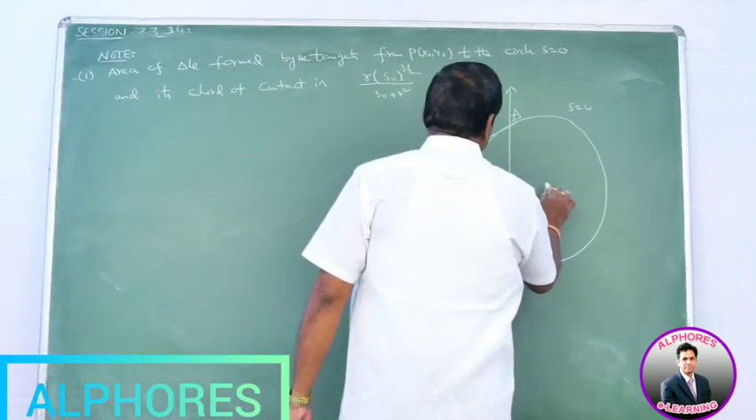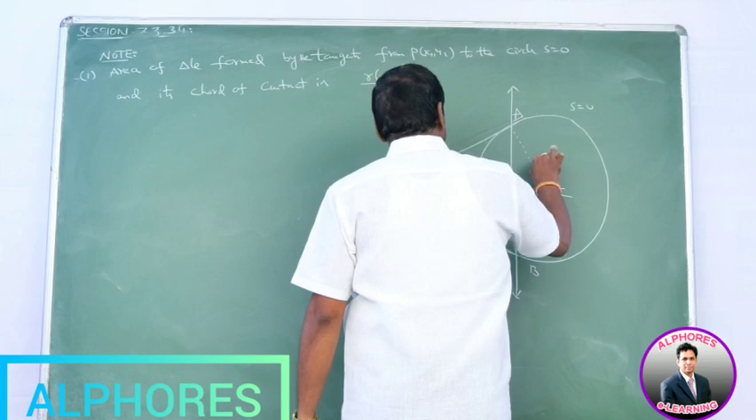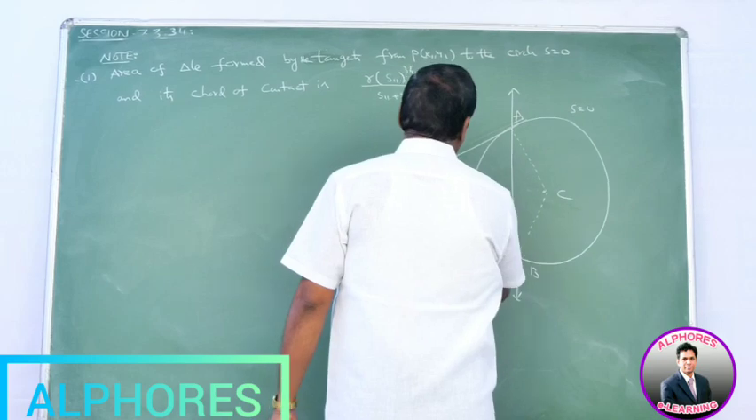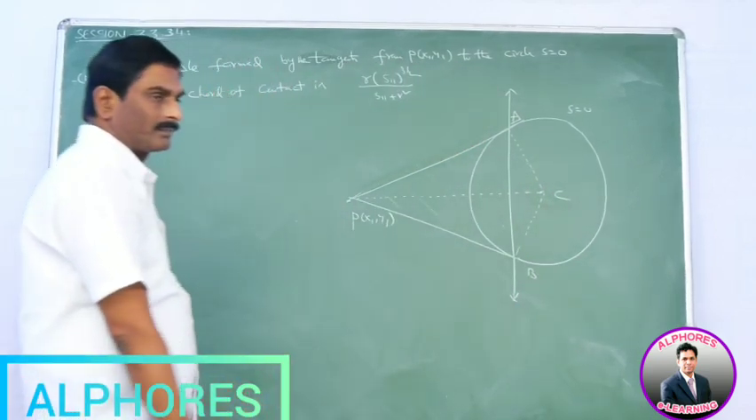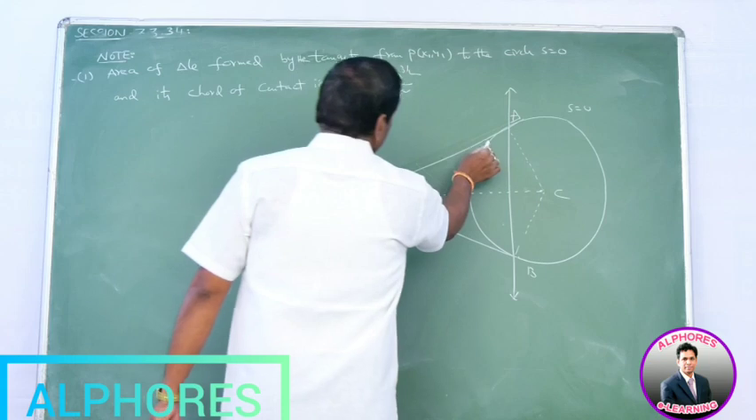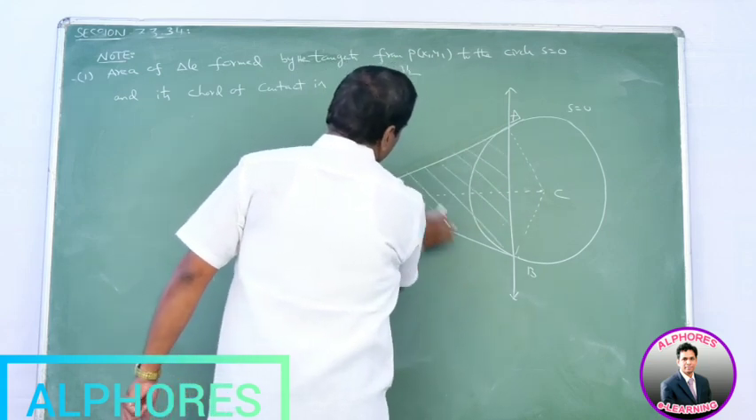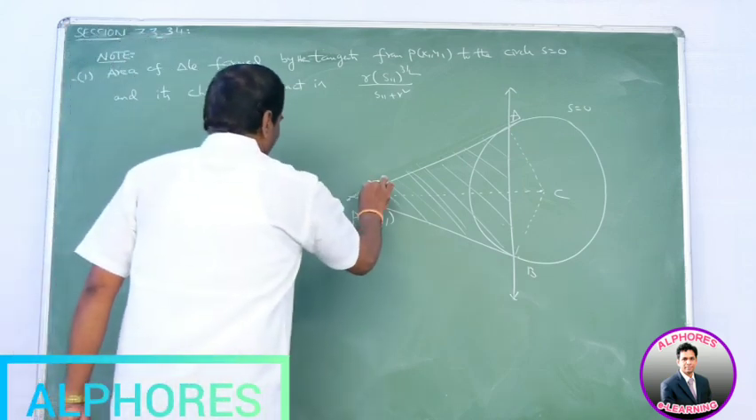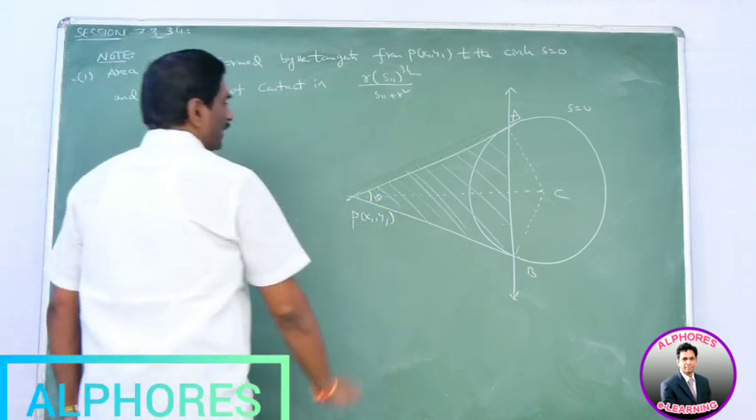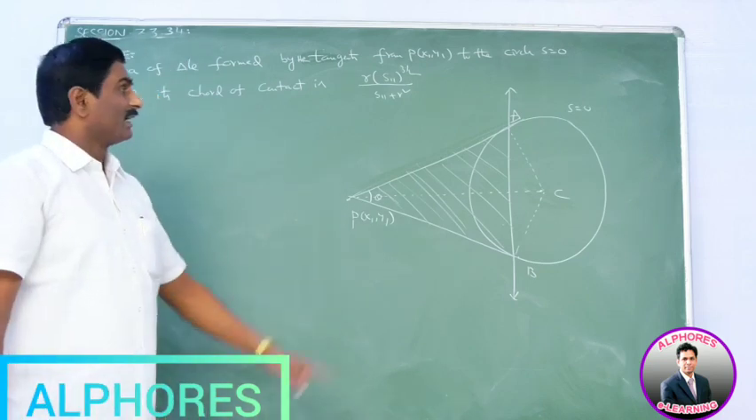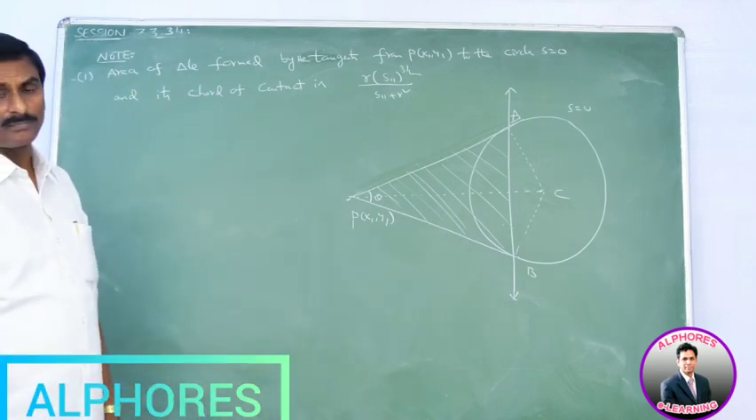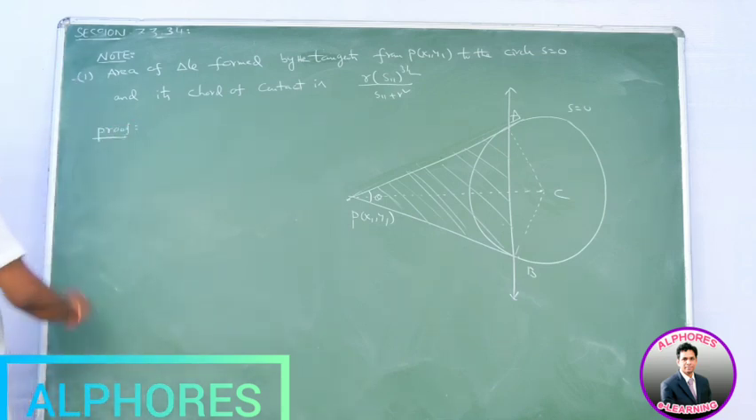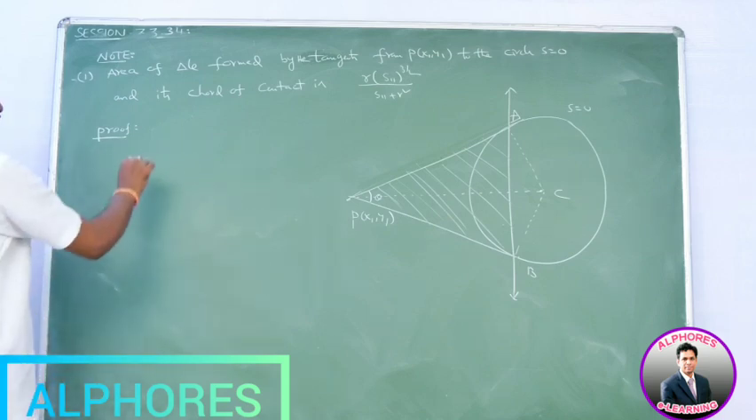Please note this diagram. Required area is this value. Please shade this region. Let theta be the angle between these two tangents from P(x1, y1). S = 0 is the given circle. Proof.